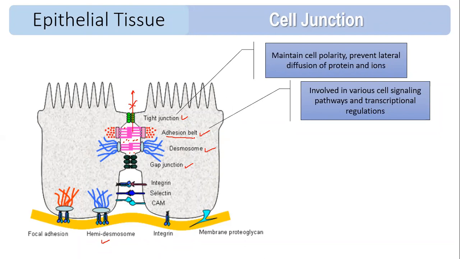That is the second part called adhesion belt or adhesion junction. It is called AJs, capital A, capital J, small s. Are you getting? Tight junctions are called TJs.